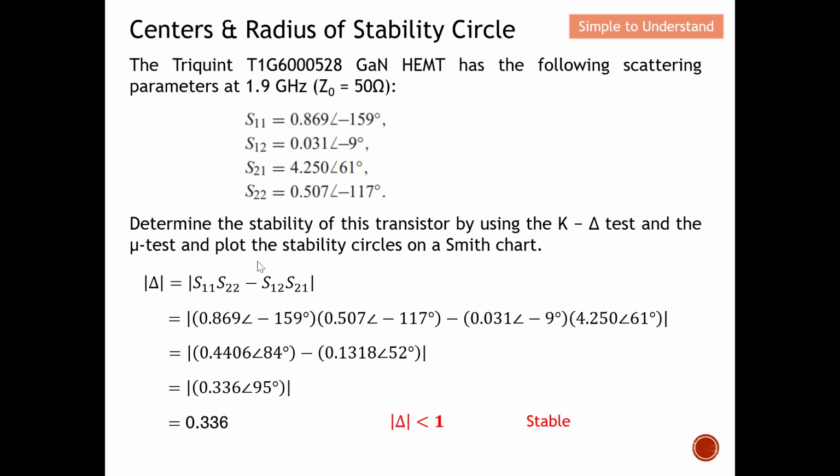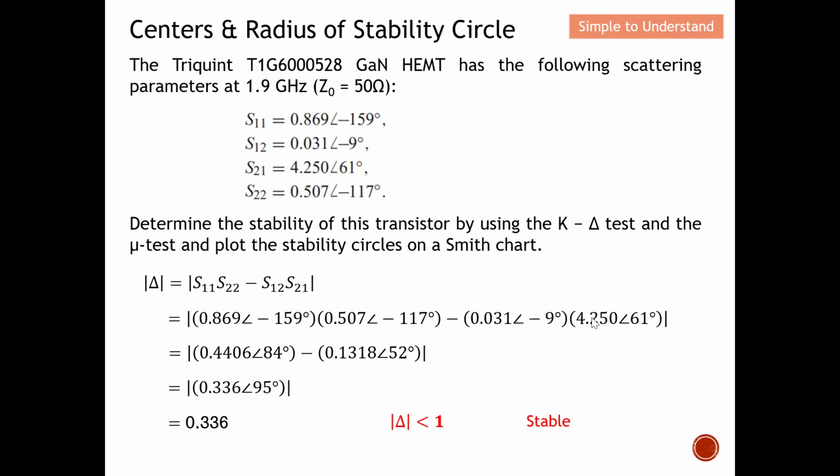Okay, so basically this is the equation. From the equation here, S11 will be 0.869 ∠ -159°. So this will be S11. S22 will be 0.507 ∠ -117°, so this will be S22. As you can see from here, S12 will be 0.031 ∠ -9°.